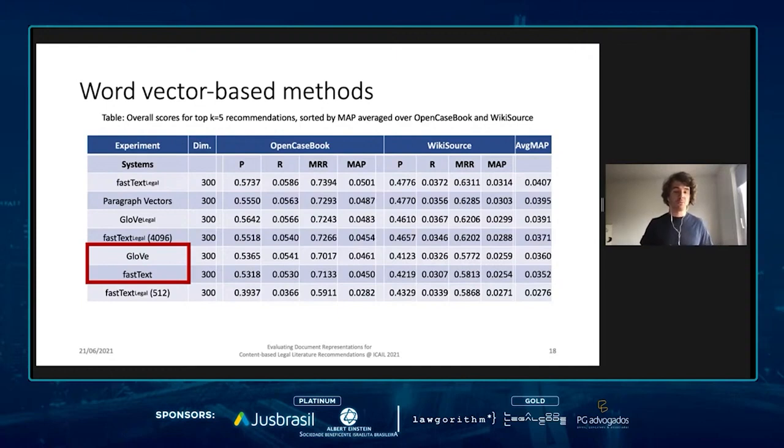But more important than the token limit is the in-domain pre-training of the underlying word vectors. As we can see here with the original GloVe and fastText, those generic word vectors were trained on Wikipedia or news text, so nothing legal.